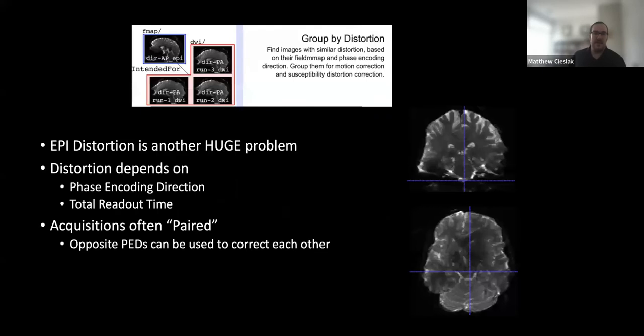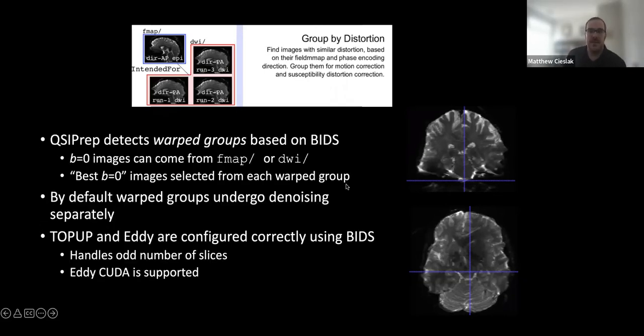Once this has been done, then we move on to the part where we're going to figure out which images look similar to one another based on their EPI distortion. On the bottom right over here, we can see a couple of images that have LR and RL phase encoding directions, and there's just massive geometric distortion in the image itself. And so certain pre-processing steps you don't want to perform on just concatenated versions of these images because it's physically different tissue that'll be inside of those voxels. So QSIPrep goes through and it tries to find warped groups, and these warped groups are, I guess that's the next slide here, images that all have the same phase encoding direction and total readout time.